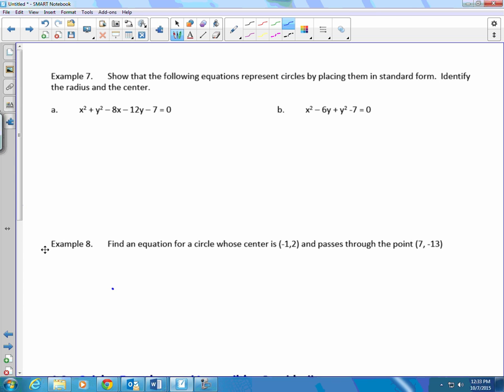All right, we have three problems, A, B, and then example 8. It says, show that the following equations represent circles by placing them in standard form. Standard form is (x minus h) quantity squared plus (y minus k) quantity squared is equal to r squared.